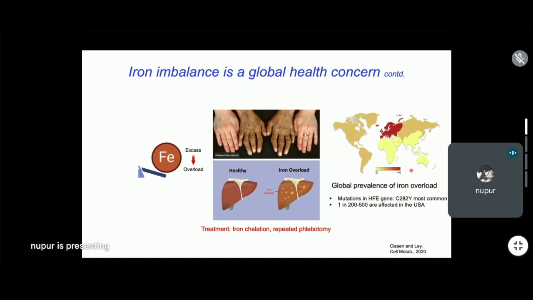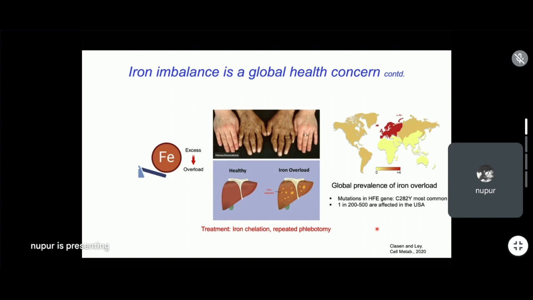And if you look at the map, this map actually represents the reciprocally opposite side of what we have shown in the previous slide. That's the global prevalence of iron overload. Iron overload develops from mutations in the HFE gene, and among these mutations, C282Y is the most common. By just looking at the sheer number, one in every 200 to 500 people are affected in this country, and globally, this is pretty much the picture.